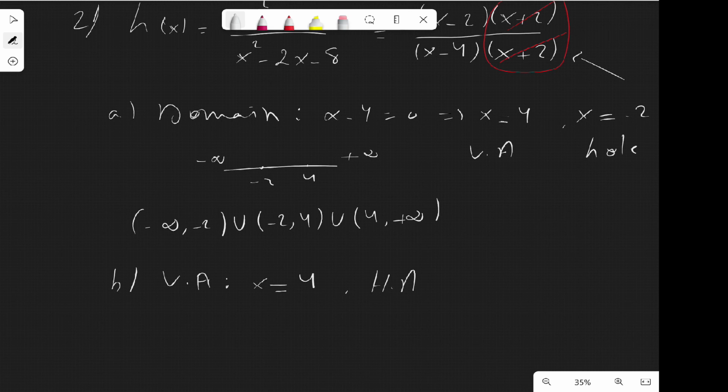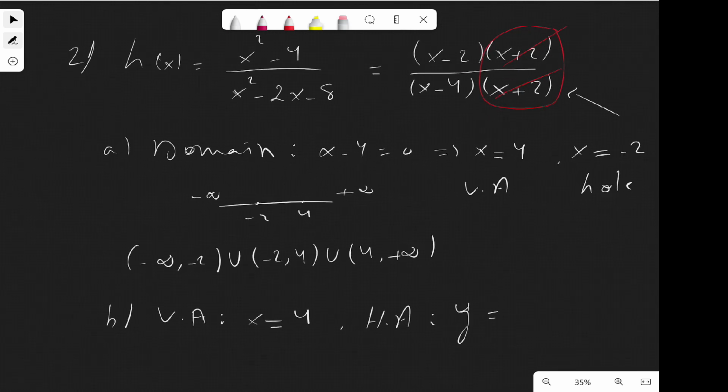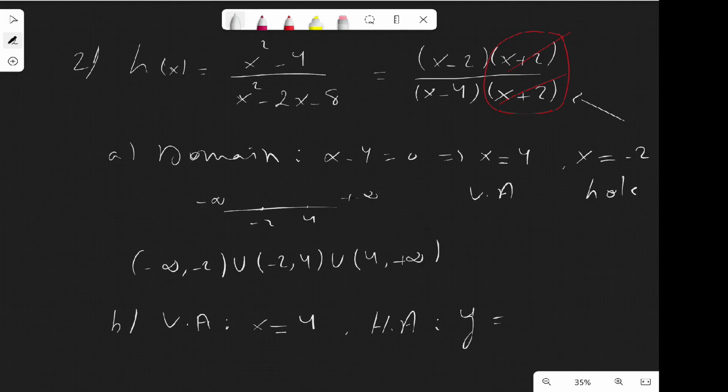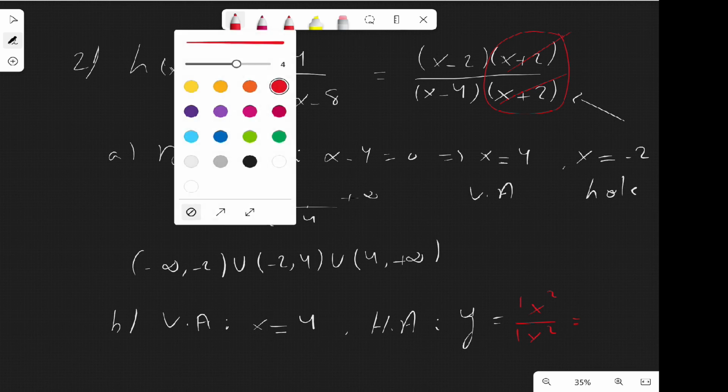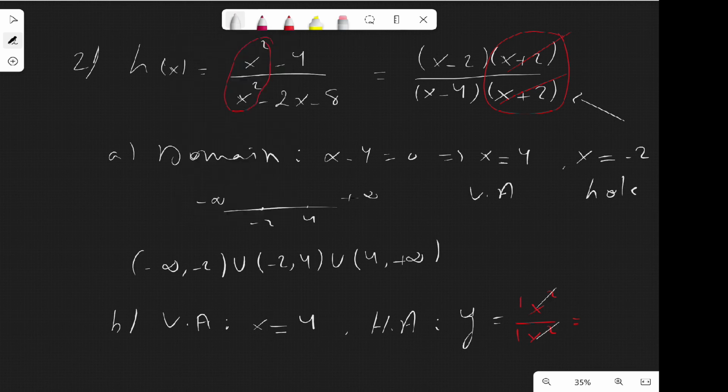The horizontal asymptote depends on the coefficients of the numerator and denominator. Since the greatest x is x to the power of 2, so it's x to the power of 2 divided by x to the power of 2, and here 1 and 1. So simplify them. So the horizontal asymptote is y equal 1.